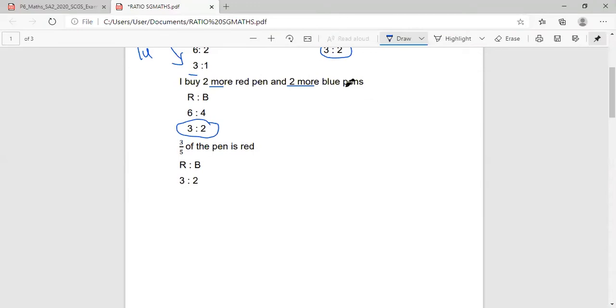Any fraction, I can turn it into ratio. For example, I say 3 out of 5 of the pen is red. So what does it mean? 3 out of 5. That means total I have 5 pens: 1, 2, 3, 4, 5. 3 out of 5 is red color. So that means the rest are blue color. That means blue color I have 2.